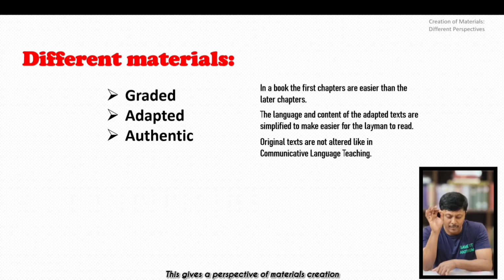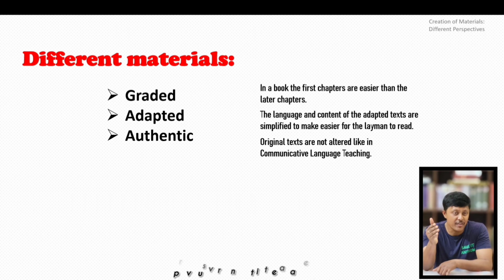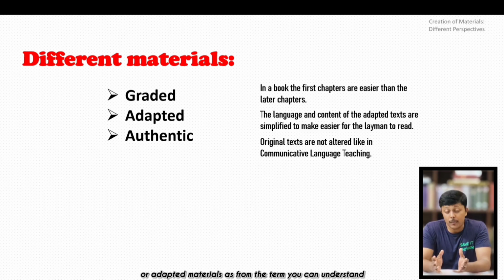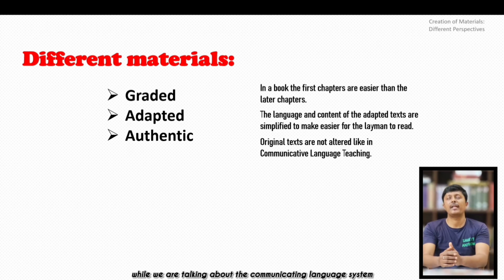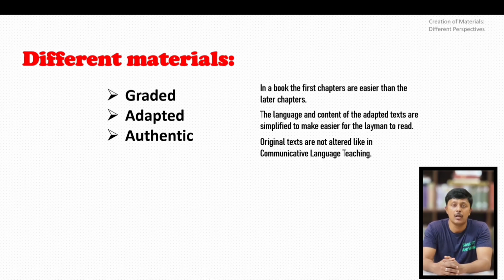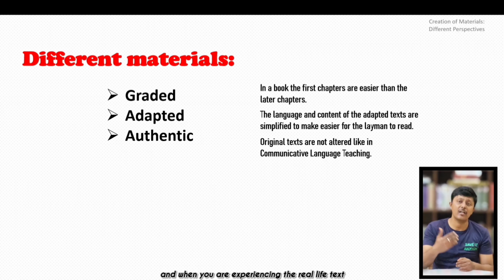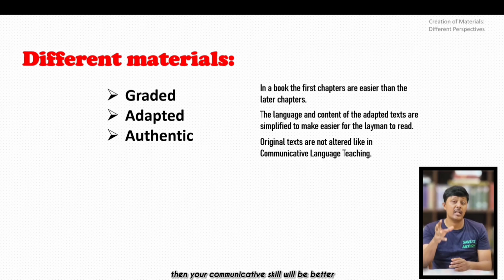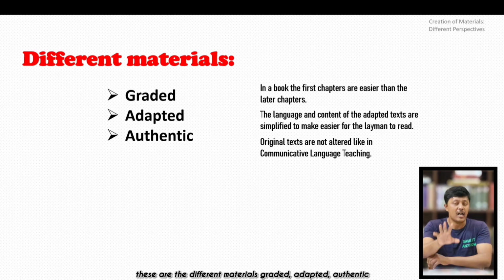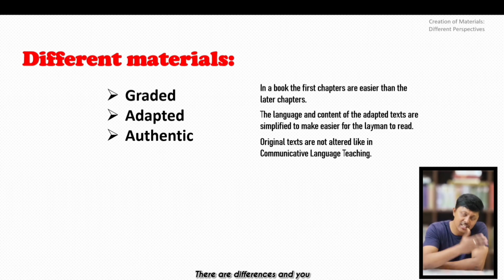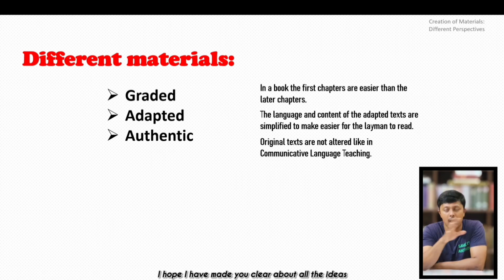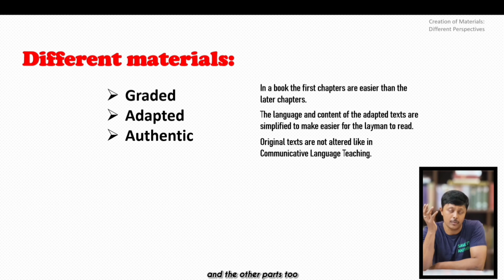This gives a perspective of materials creation which is completely opposite to the previous version, that is the adapted materials. As the term suggests, authentic means original, no altered version is given here. While we are talking about communicative language teaching, there you have to present the original text, not the abridged version, because this will give you the real life experience of the text. And when you are experiencing the real life text, then your communicative skill will be better because you can listen better, read better, write better. So these are the different materials: graded, adapted, authentic. There are differences, and I hope I have made you clear about all the ideas, the differences between these three types and the other parts too.